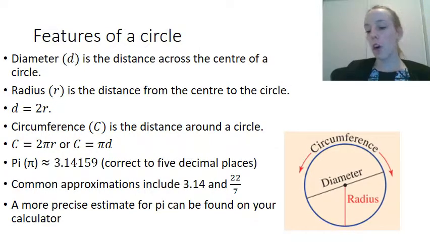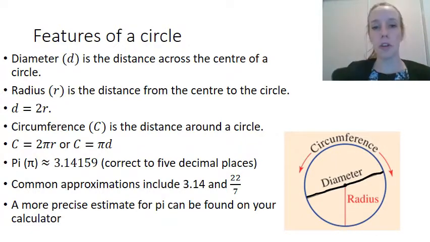Okay, so features of a circle. So the diameter, which we represent with a lowercase d, is the distance across the center of a circle. So you can see here in the picture, if you were to cut a circle straight in half, so passing right through the center, that would be called the diameter.